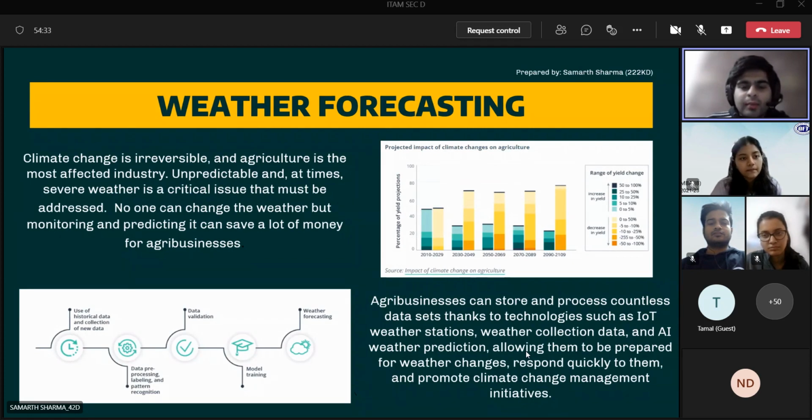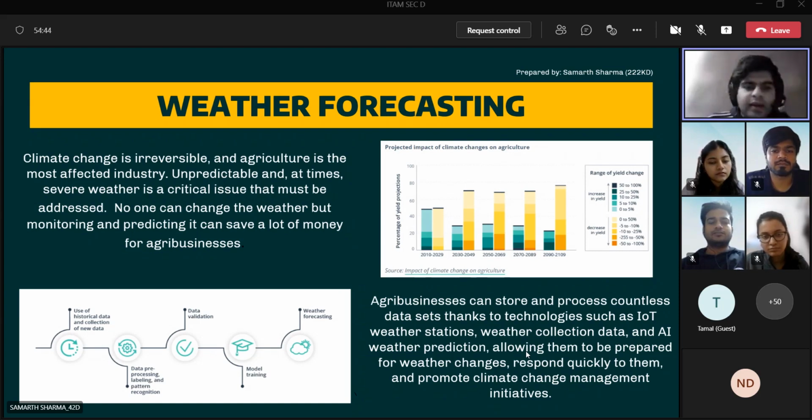Coming on to the next process, what process we use for weather forecasting is, first, we collect the historical data, next comes the data processing and pattern recognition, third is the data validation, fourth model training, and the final step is the weather forecasting. So, agribusiness can store and process countless data sets thanks to technologies such as Internet of Things, weather stations, weather data collection, and AI weather prediction, allowing them to be prepared for weather changes, respond quickly to them, and just be more agile in the actions that we take in agriculture.